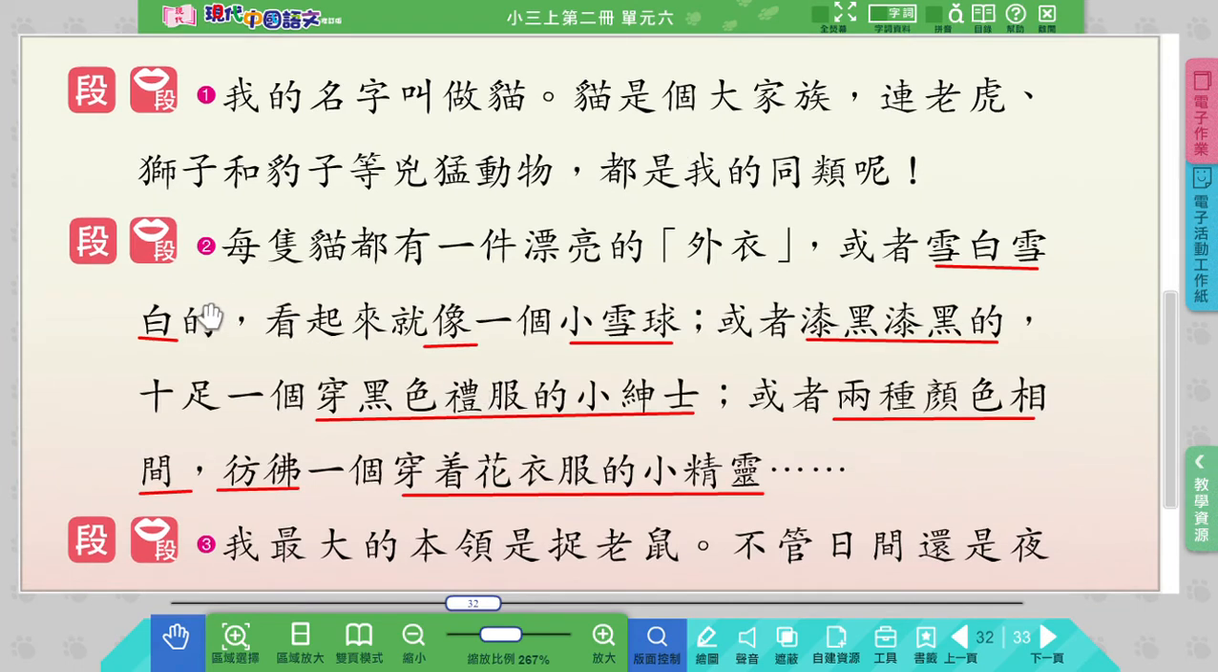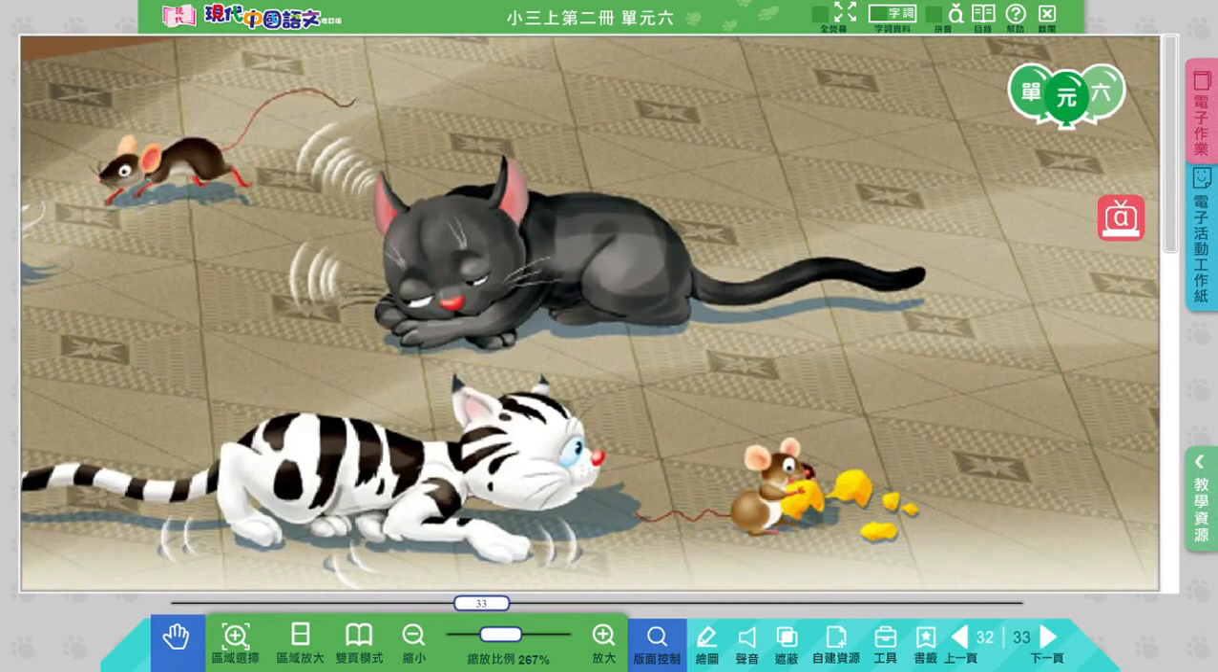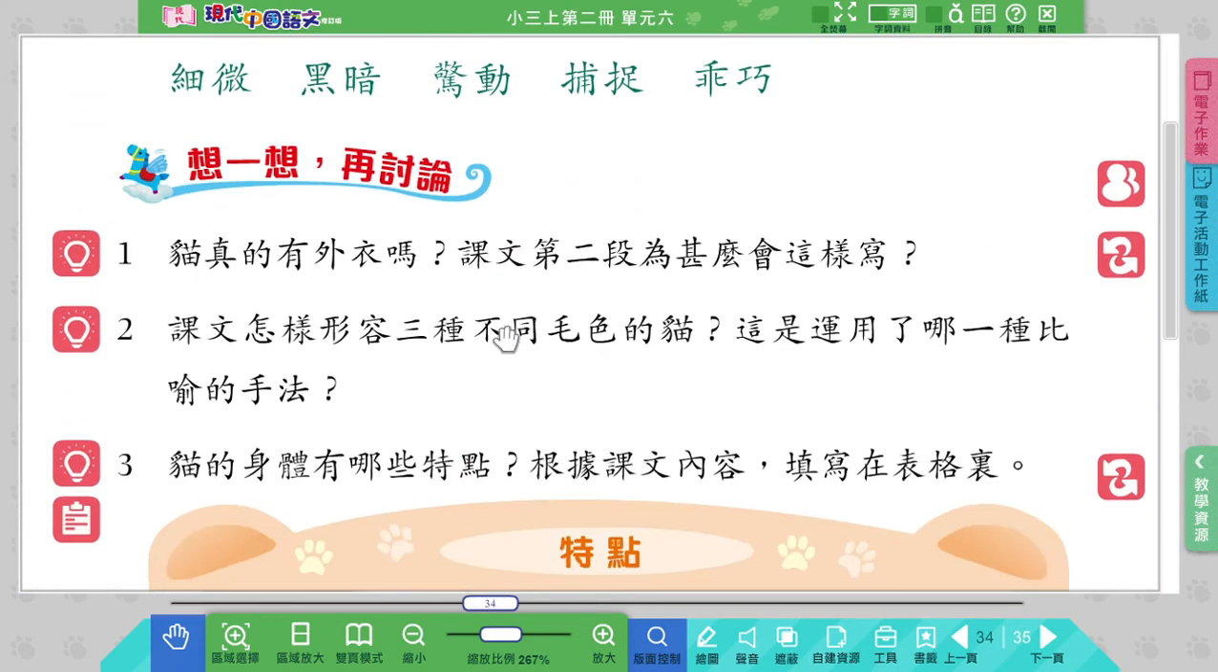So the second paragraph is 每隻貓都有一件漂亮的外衣. The first sentence already tells us every cat has a very beautiful jacket. So does the cat really have a jacket? Actually no. The author just used the jacket as a parable to describe the fur of the cats. So why did the author use parables? Because when we use parables to write, it is more interesting to the readers.